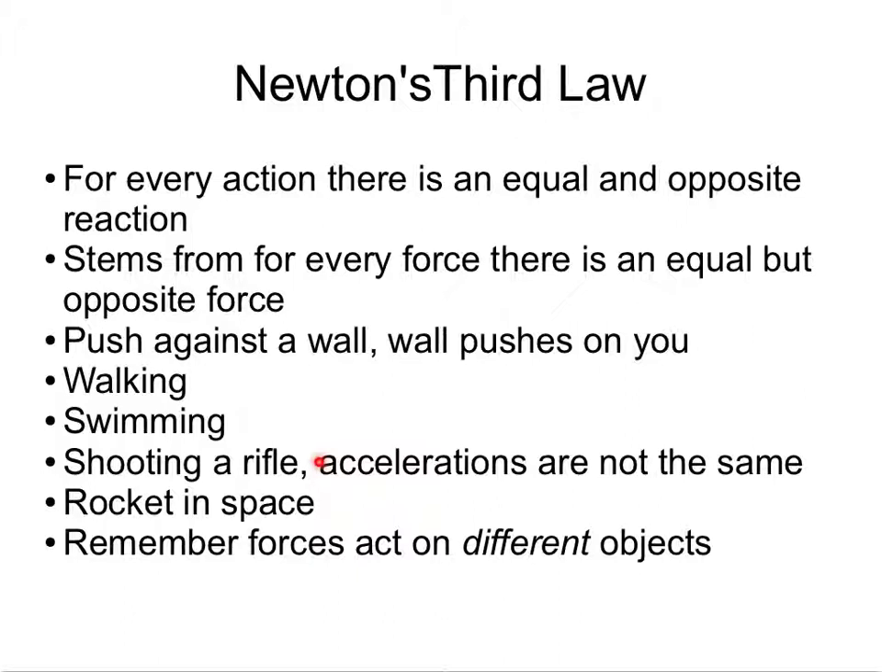However, the bullet accelerates at a much greater rate than the rifle does, and that's because they don't have the same mass. The mass of the bullet is a whole lot less than the mass of the rifle, and so therefore it experiences a much greater acceleration.